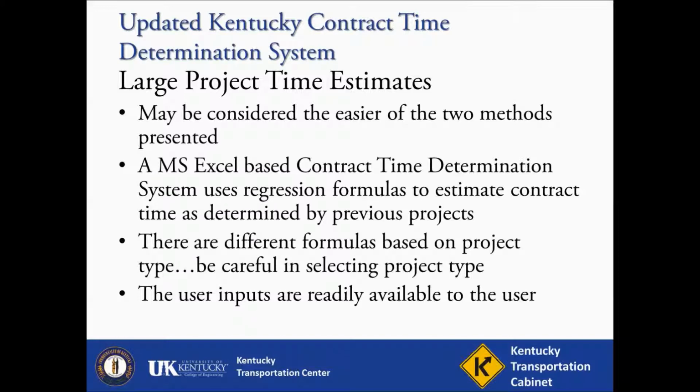For ease of reference, we will phrase projects with construction cost estimates of greater than $1 million as large projects. The process for these large projects is actually much simpler than for the smaller projects. This is the result of developing regression-based formulas that, given relatively few user inputs, can provide an estimate in calendar days for the project. These formulas are incorporated into a Microsoft Excel-based spreadsheet and called the Contract Time Determination System.